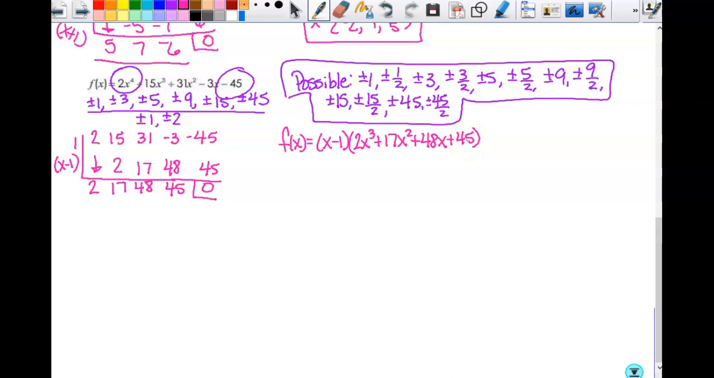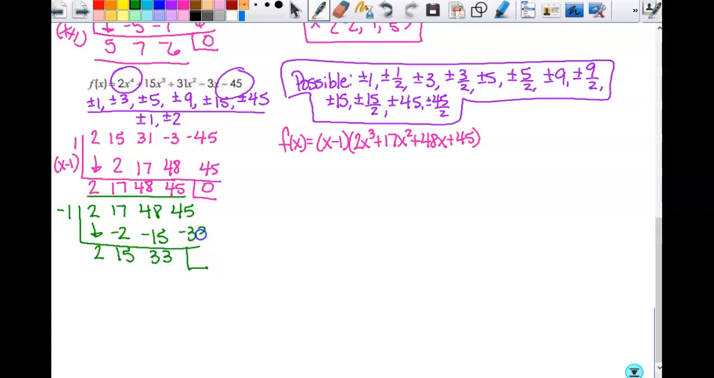So since that's not going to work, I have to continue testing numbers, but I get to use the reduced version. I've already done 1, so now I need to do negative 1. And I get to use this, 2, 17, 48, and 45. So 2, negative 2, 15, negative 15, 33, negative 33, 22. So that's a big no on that. So I've been through both of those. I could do the 1/2, but I think instead I'm going to move on to the 3, so I don't have to deal with fractions.